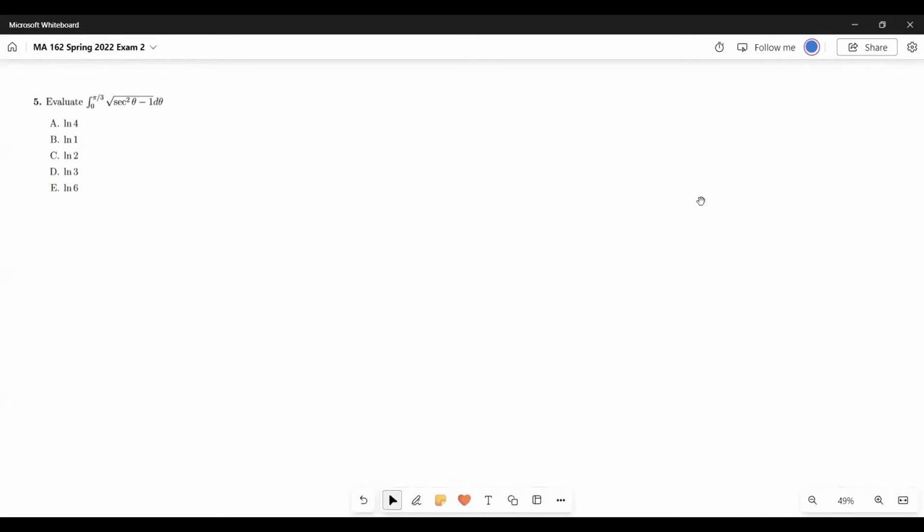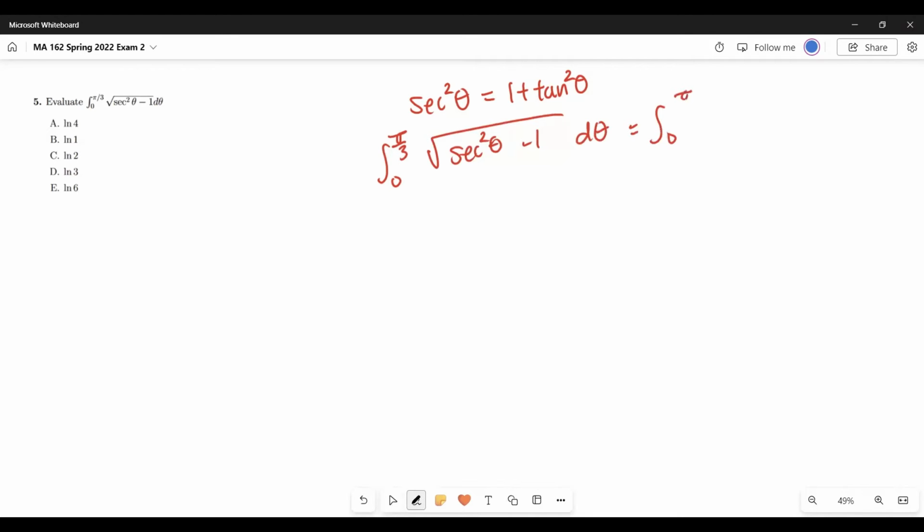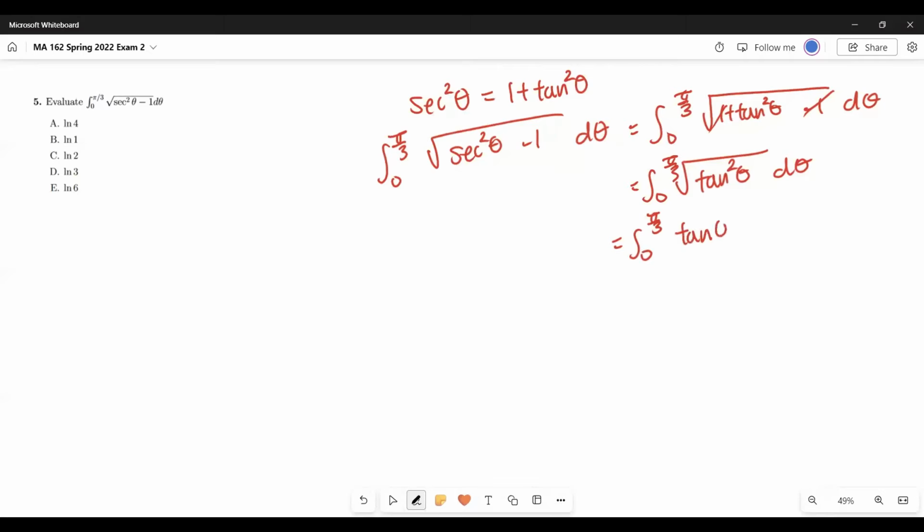Okay, this question asks to evaluate the integral. If you remember, secant squared theta is the same as 1 plus tangent squared theta. So the integral from 0 to pi over 3 of the square root of secant squared theta minus 1 d theta can be written as the square root of 1 plus tangent squared theta minus 1 d theta. So this is just the square root of tangent squared theta, and this is just the integral from 0 to pi over 3 of tangent theta d theta. You can write tangent theta as sine theta over cosine theta and solve it from there, using u substitution or something like that.